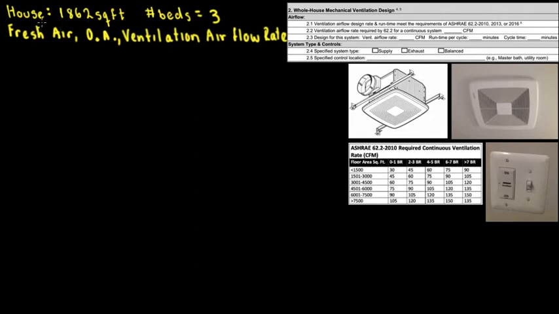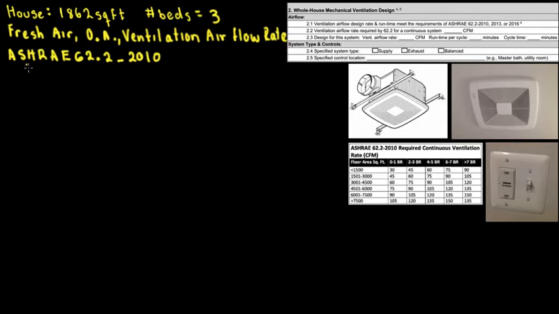In order to calculate that, we have the standard ASHRAE 62.2, and that is 2010. And I also want to mention that there is also ASHRAE 62.2 2013 and 2016, in which they require more CFM in order to comply for fresh air. So let's calculate this very quickly.